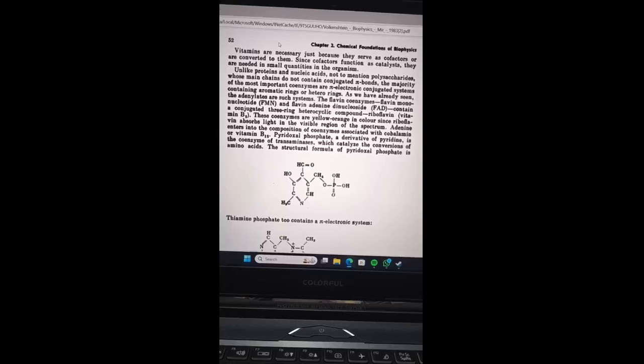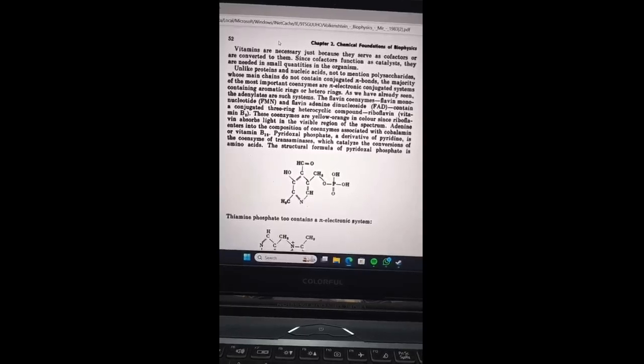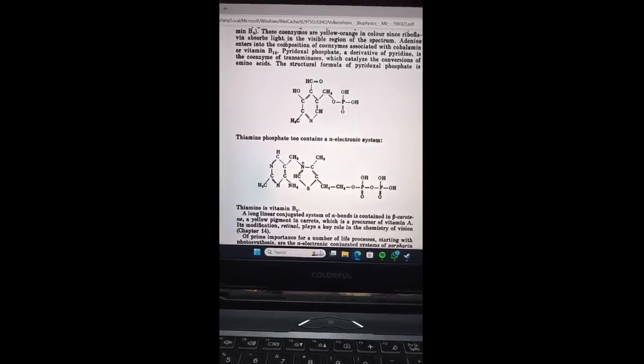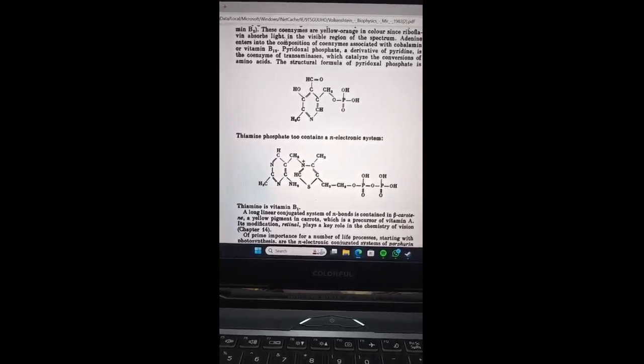The majority of the most important coenzymes have pi electronic conjugation systems consisting of aromatic or hetero rings. As I already mentioned, these are the most common systems. These coenzymes are yellow-orange in color since riboflavin absorbs light in the visible range of the spectrum. Complication of the coenzyme is associated with choline or vitamin B12. There are different kinds of interaction given here by the electron system.